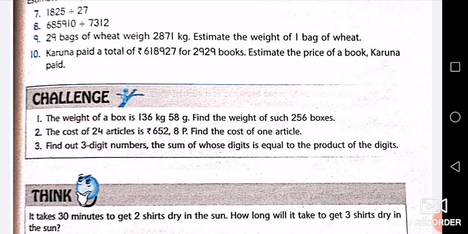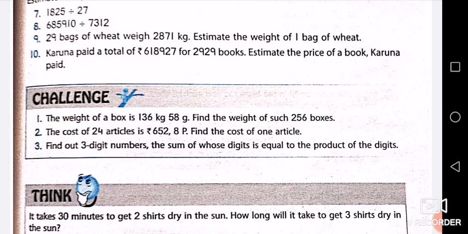So here you will write that estimated money paid for 3000 books is equal to 6 lakh. Therefore, the estimated price of a book is equal to 6 lakh divided by 3000. Do the division and then you will get 3 2s are 6. So you will get 200 rupees. So the price of a book will be 200. So this question number 10, you are going to do it yourself.